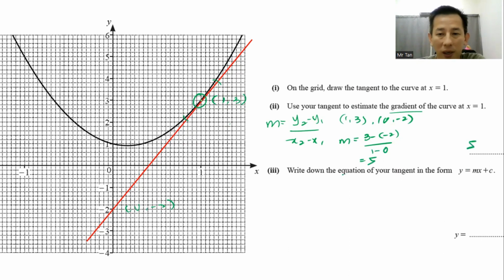Okay, next, write down the equation of your tangent. So the equation of the tangent will be in the form of y equal to mx plus c. Yeah, m equal to 5. And the c will be here. This is your c. So c is equal to -2. Therefore, your equation is y equal to 5x minus 2.